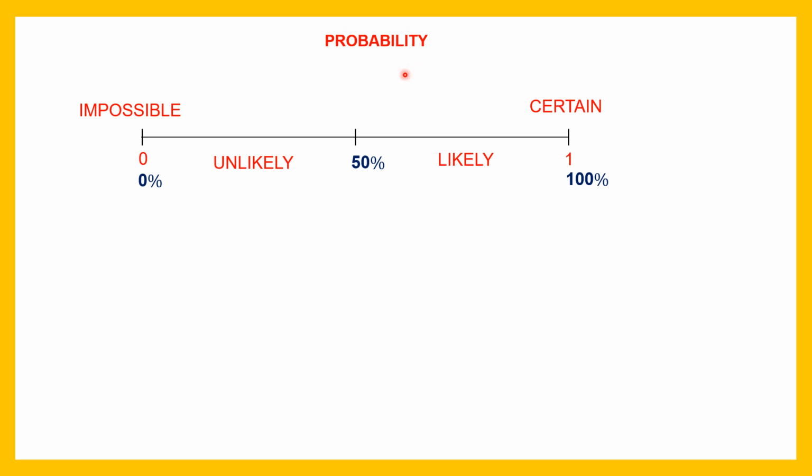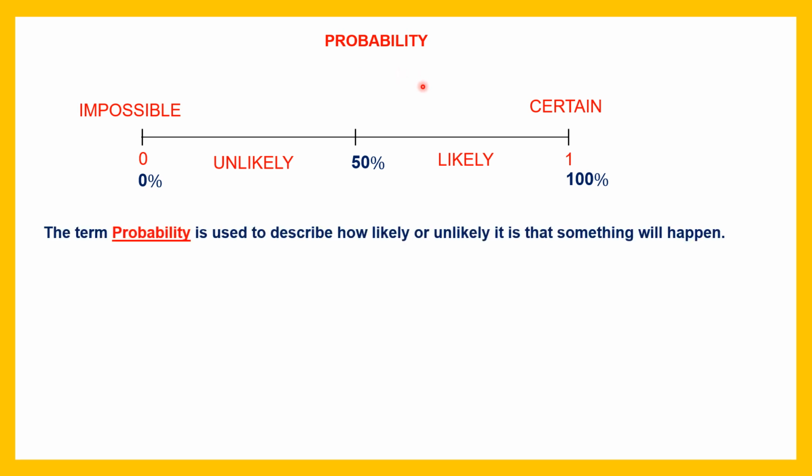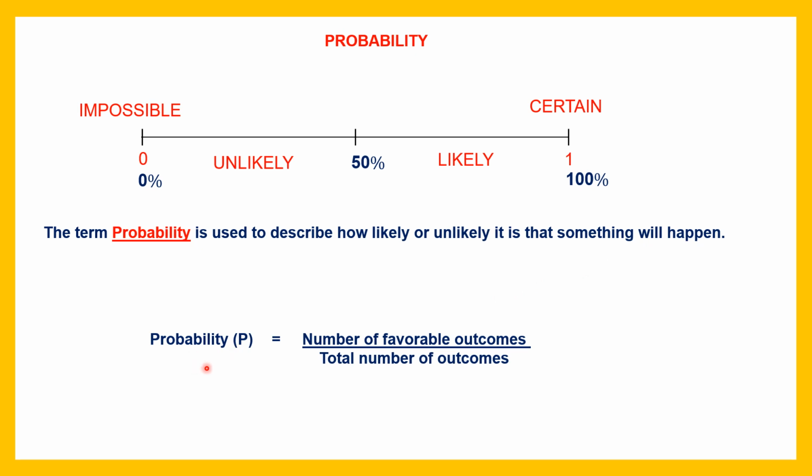Now, when we study this in maths, there is a particular way that we do it. First of all, probability is used to describe how likely or unlikely it is that something will happen. And in maths, we say probability P, using the capital letter P, is the number of favorable outcomes divided by the total number of outcomes. If it is more than 50%, then there are chances that it will happen. If it is less than 50%, then it might not take place.